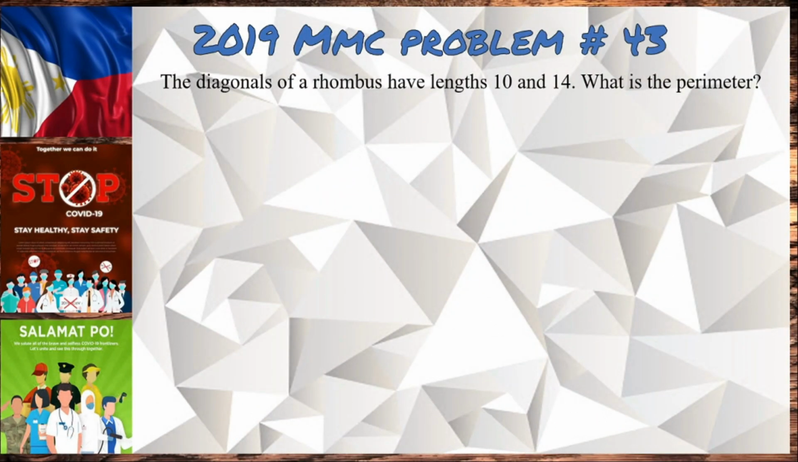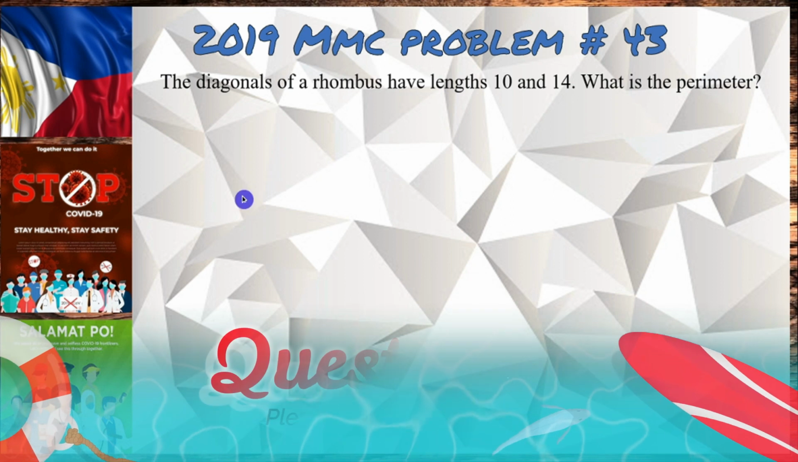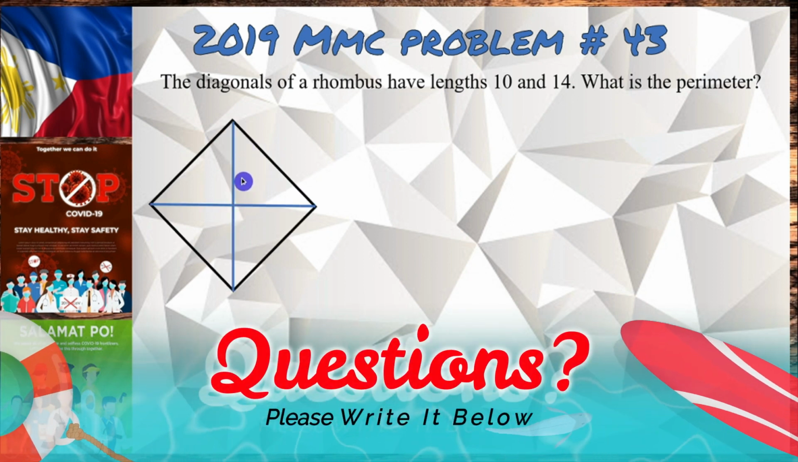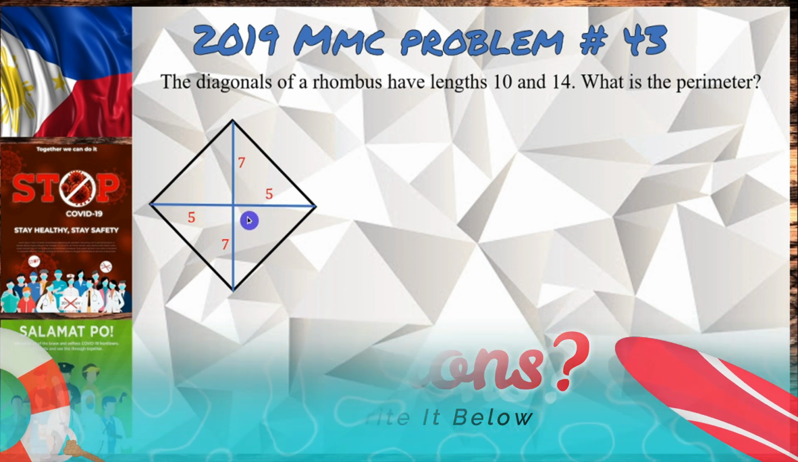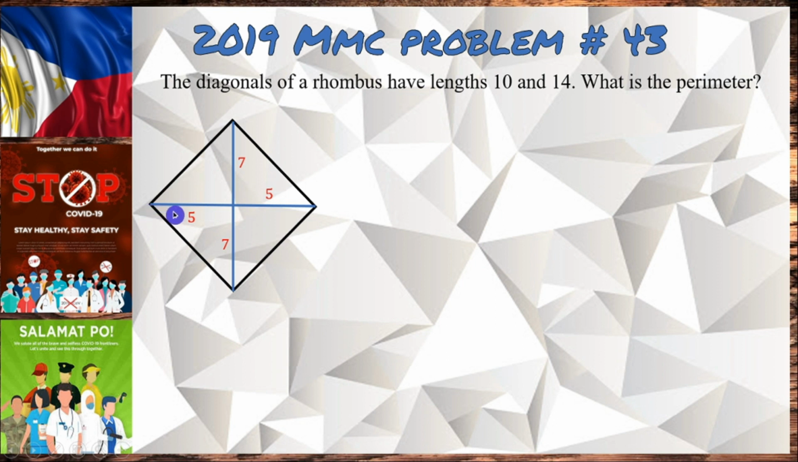Problem number 43. So in this problem, we are asked the perimeter of the rhombus. So we will illustrate first the given. The diagonals of a rhombus have lengths 10 and 14. So from this point going to this point is 10. Just divide it by 2 so that from this point going to the point here is 5 and the other one is 5. So as well as here, supposedly it's 14, but we divide them by 2.